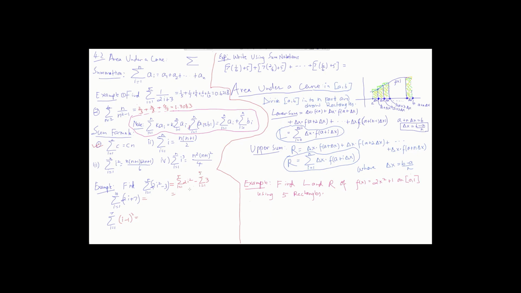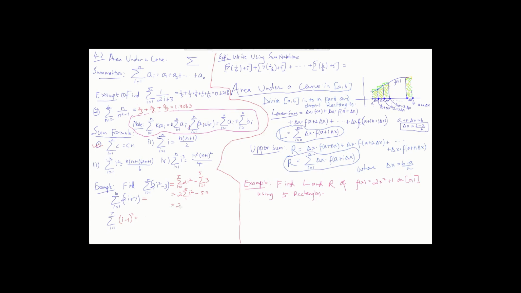So what do you get? You get 2 out, summation 1 through 5, and then i squared, right? And then minus, so what is the sum of the constant? Sum of the constant c is c times n. What is n? n is 5 here, right? So 5 times 3. That's what you get.